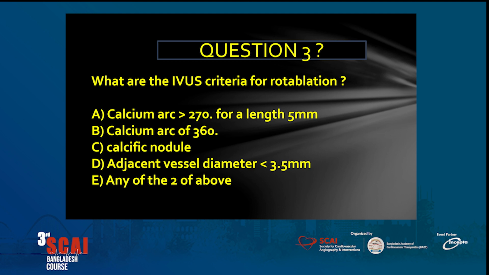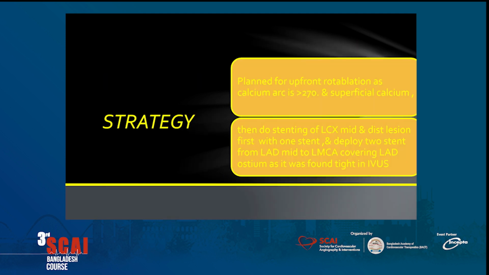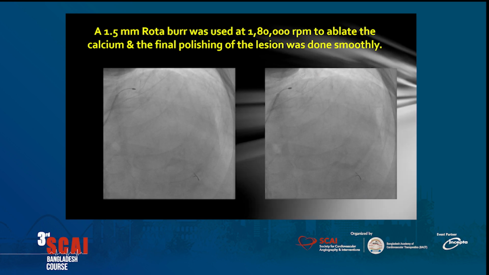As Professor Azam showed, any two of the above should be taken as upfront rotablation. No cutting balloon, no scoring balloon. As the patient already has more than 270 degree calcium with more than 5 millimeter, we took a 1.5 burr with 180,000 RPM to ablate the calcium, and the final polishing run was done smoothly.